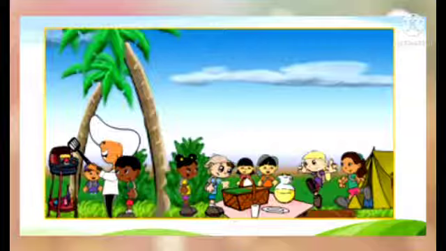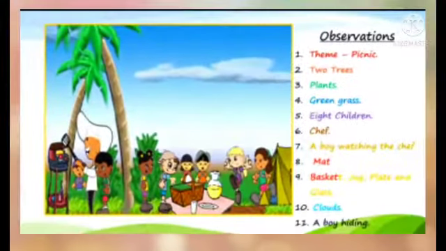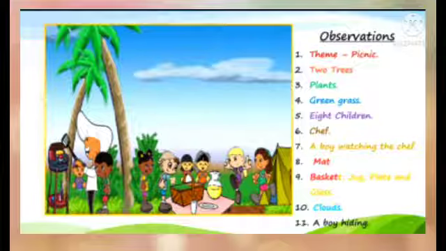Now children, let us see this picture. Observe the things and the activities which are going on. Now children, let us note down our observations. Like first, theme. What is a theme? The picture is about a picnic. Okay, so we'll write the theme, picnic.